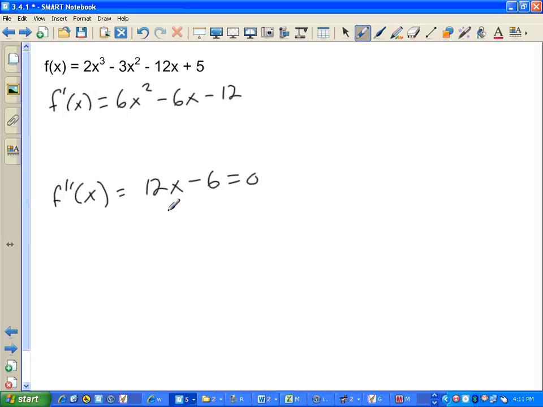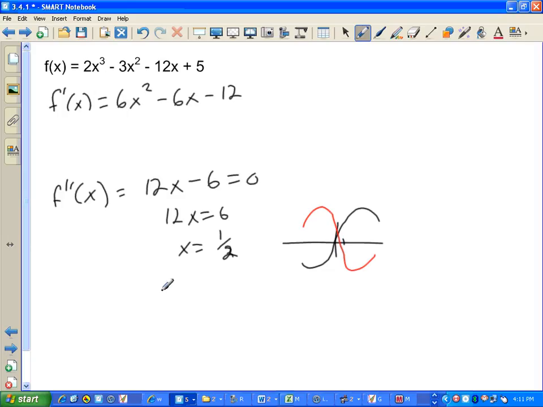So add the 6 over, divide by the 12, and I get 1/2. So when x is 1/2, that's my point of inflection. That's where it's going to change from concave up to concave down, or from concave down to concave up. I don't know which one it's doing. Here's 1/2. It's either doing something like this, or maybe it's starting this way and then switching there and changing to go the other way.